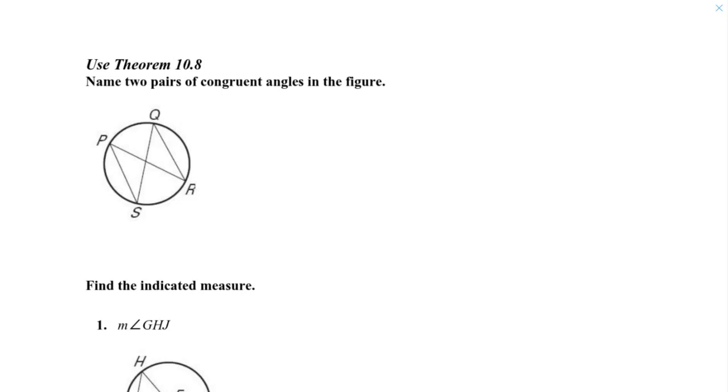If we're going to look at this figure, we want to name two pairs of congruent angles here. So we're going to use what we just talked about and try to use those intercepted arcs. If I look at angle Q, I would see that it intercepts my circle at R and S. I also see that angle P is intersecting the circle at R and S. So I know that those two angles would have to be congruent.